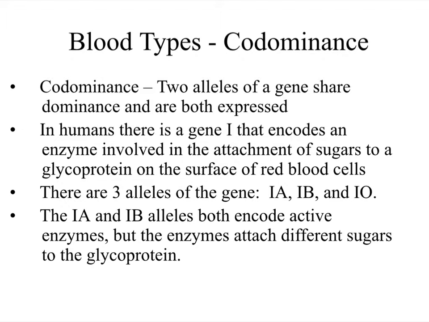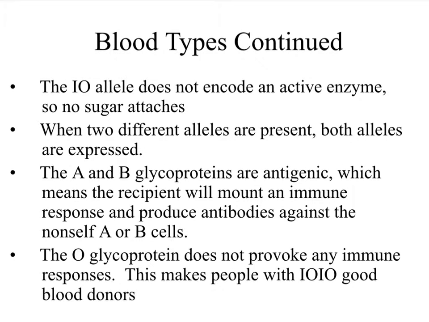But what they do is they will encode active enzymes, but these enzymes attach different sugars to the glycoprotein. Okay, so there's different sugars involved for the A and the B alleles. And then you have our third allele, which is the IO. The IO allele doesn't encode an active enzyme at all. There's no sugar that's going to be attached for that allele. So, when there are 2 different alleles present, both those alleles will be expressed.